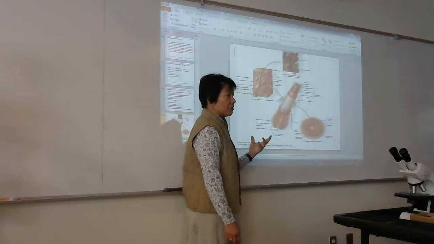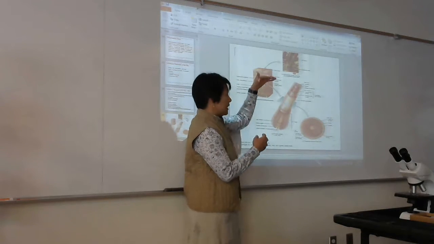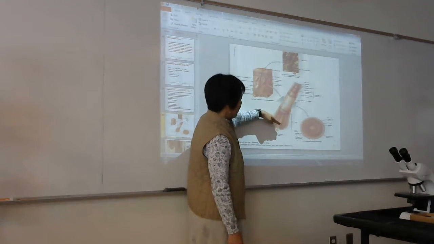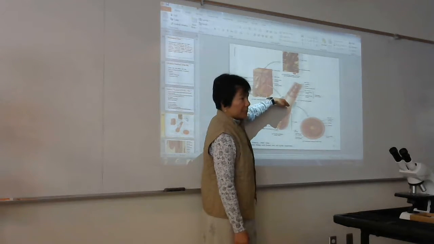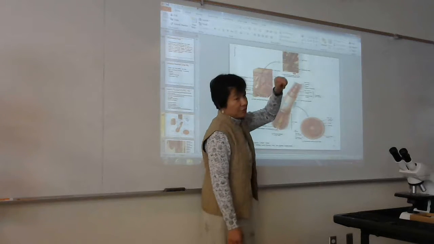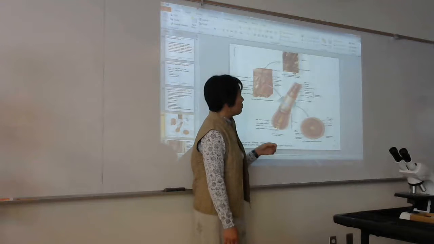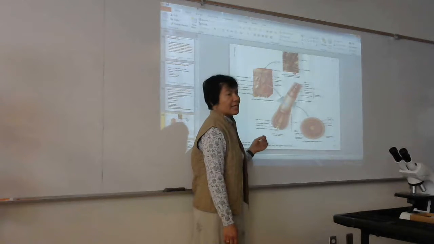So how does hair grow? Just divide, divide, divide, and push, push, push up. So eventually, when it gets so far from blood supply, what happens to the hair? It falls off.